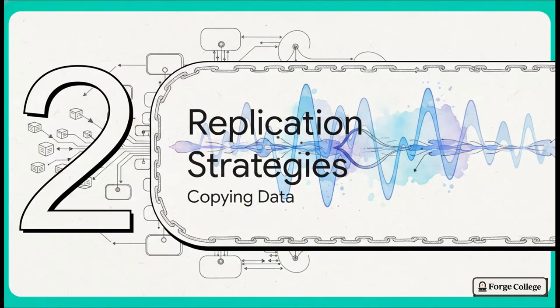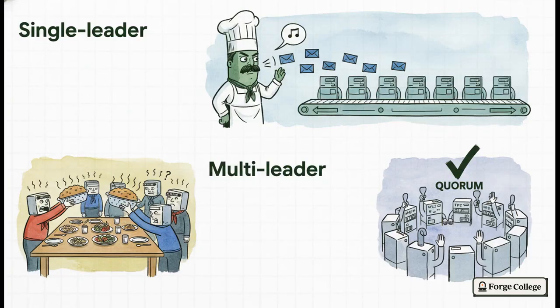All right, Section 2, Copying Data, otherwise known as replication strategies. So replication just means copying data across nodes so you can survive failures and crank up your read throughput. And there are three main ways to handle this. Think of the single leader strategy like a head chef shouting orders in a kitchen. Everyone listens to one person, which ensures perfect order, but hey, if that chef loses their voice, the whole kitchen stops.